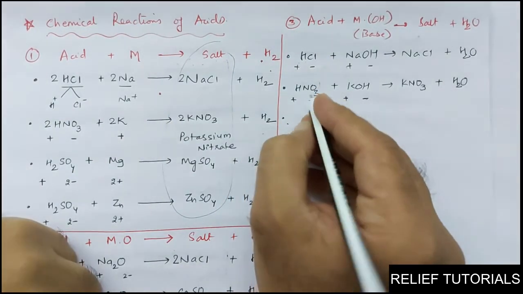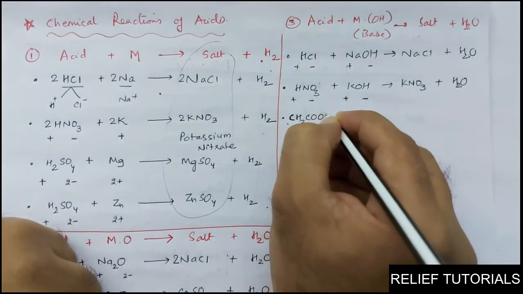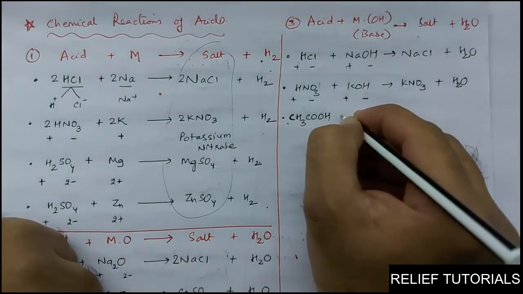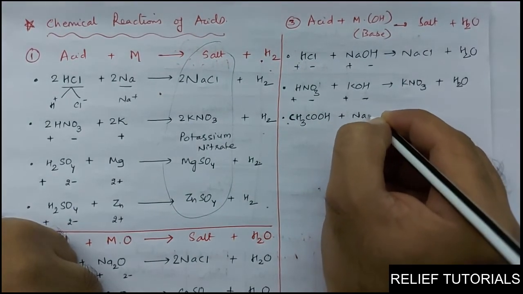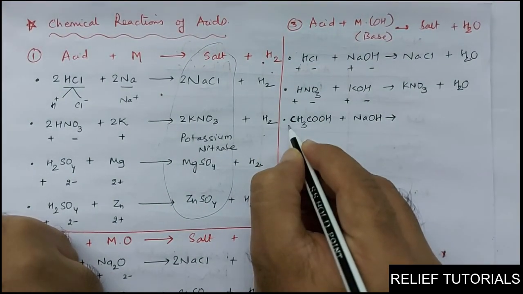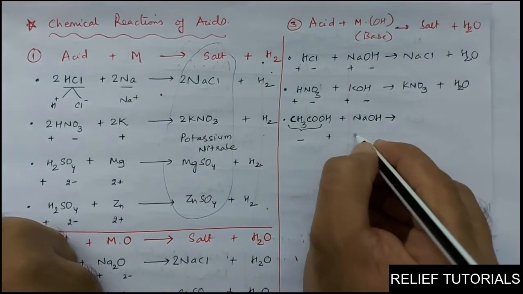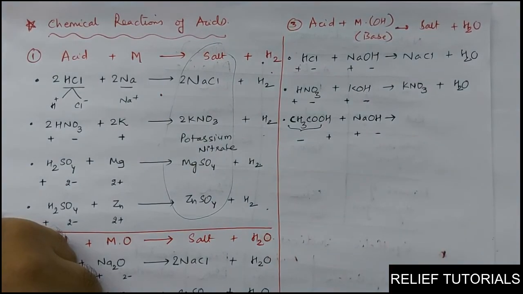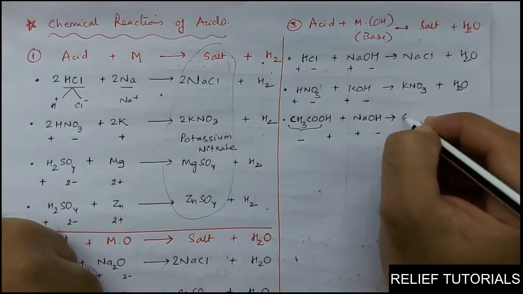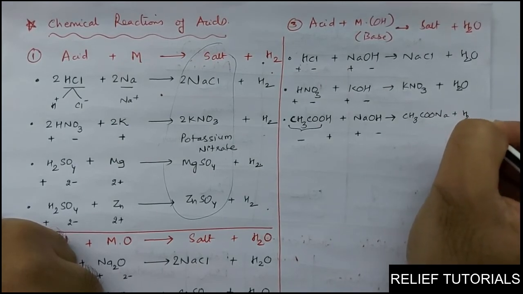Let me give you some more different examples. Let us say one of the acids as CH3COOH, acetic acid. Acetic acid reacts with, let us say, base as NaOH. So in these the ionization is like this: CH3COO is minus and H is plus, Na 1 plus and OH 1 minus. Exchange of ions, Na plus reacts with this whole negative ion, so it forms CH3COONa and water liberates.